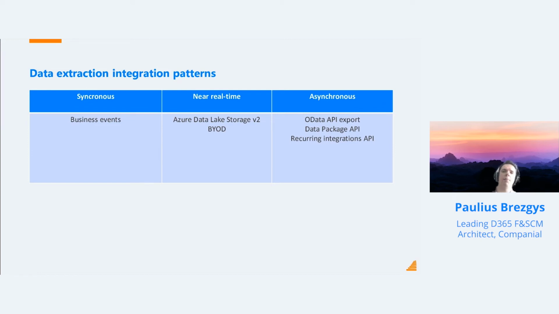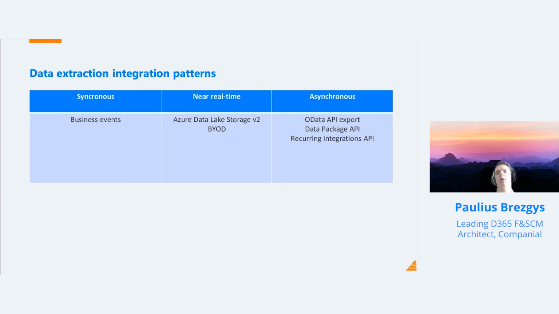Another good technology is the data package API, or recurring integrations API. So if you want some incremental data dumps, or from time to time get the latest data out of Dynamics 365 and not use Data Lake or BYOD, there's the data package API and recurring integrations API that basically allows you to get selected data using data management, using APIs in a package, get that package out, and load that data into your system, whether it's some integrating system or maybe some staging database.